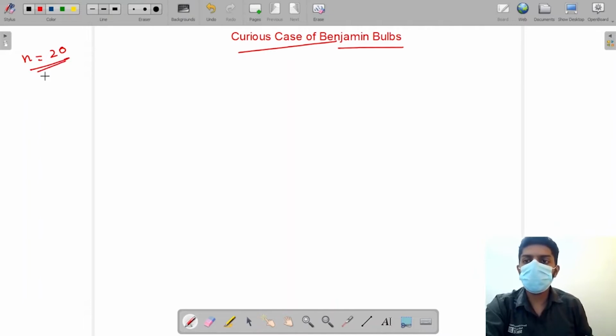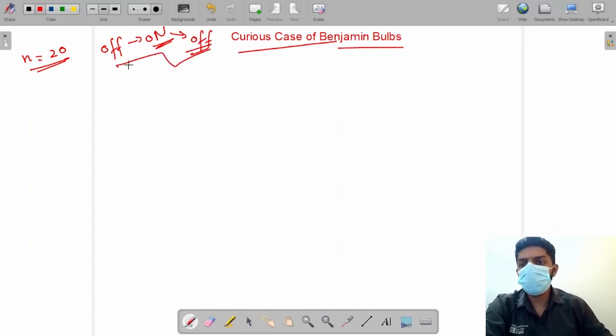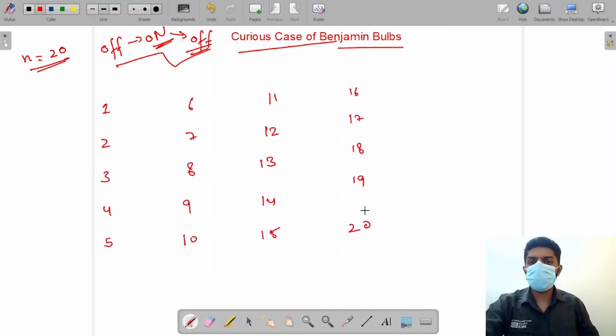What being toggled actually means is we change the state of the bulb, right? If it's initially at off position, we switch it on, and if it's at on position, after one toggle, it will become off again, right? So this is what toggling means. Now we are given 20 bulbs, let's write them down, right? One, two, three. Let me complete it. So these are all the bulbs.